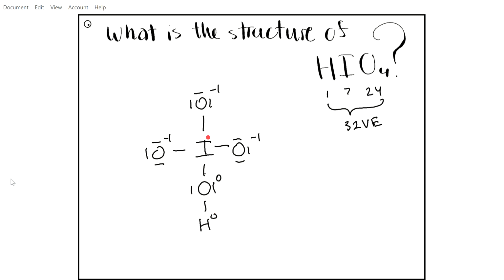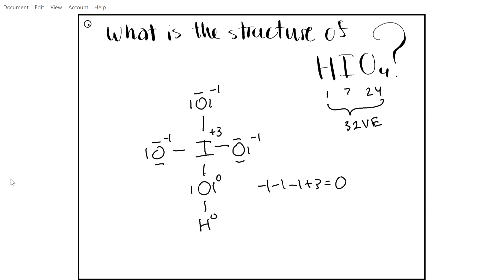And then iodine. How many does iodine have? We're going to count that up. So it's 1, 2, 3, 4. So he has 4 in his little circle, right? And it naturally has 7. So it's going to be +3. Now we can just add them all up. -1, -1, -1, +3. And that would be 0, right? Because the charge of HIO4 is 0.